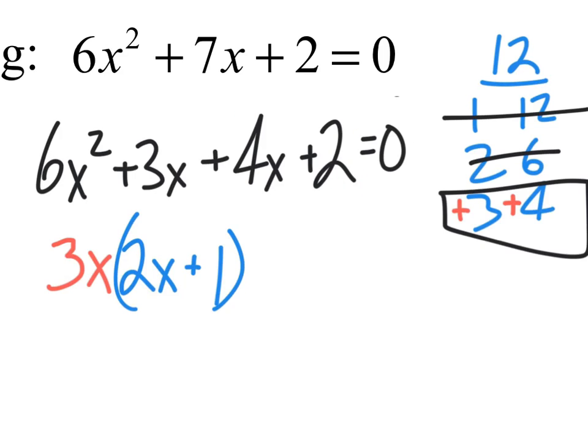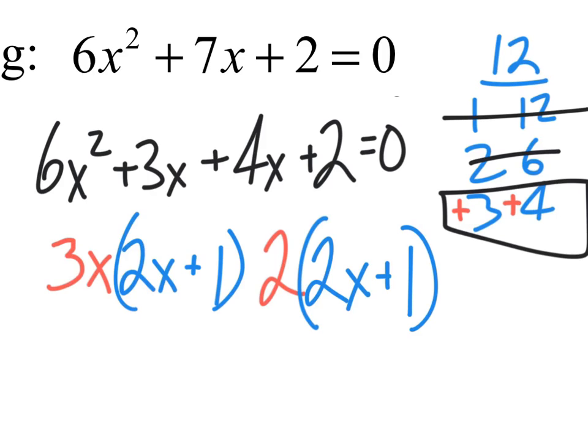What do they have in common? 2. We can pull that out from both. So I'm going to pull out just the 2, and that leaves us with what? 2 times what gives us 4x? 2 times 2x gives us 4x. Beautiful. And 2 times what gives us 2? Simply 1. Beautiful. And we're going to make this equal to 0. And again, this is a positive 2.